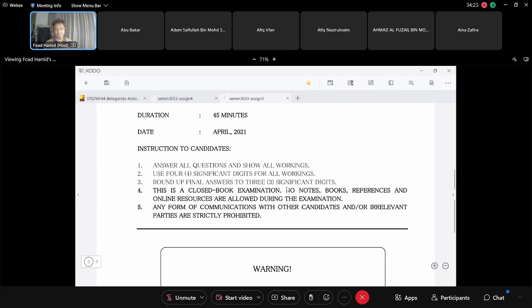sorry, it says 3 significant digits. So your intermediate working should be at least 4, but your final answer should be in 3 significant digits. Okay, so this is okay, because I thought it is 4. So at least carry 1 more digit before the final answer.